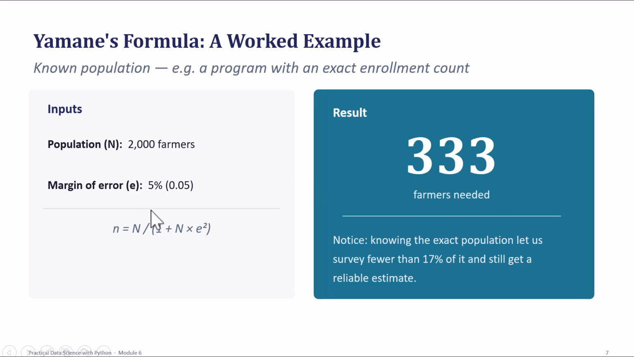So this one is for a known population. We are looking at a population already known. From there you can extract our sample size out of it, based on our margin of error. So that is very simple and straightforward. If you notice, knowing the exact population lets us survey fewer than 17% of it and still get a reliable estimate. So this is very straightforward for any student to use.